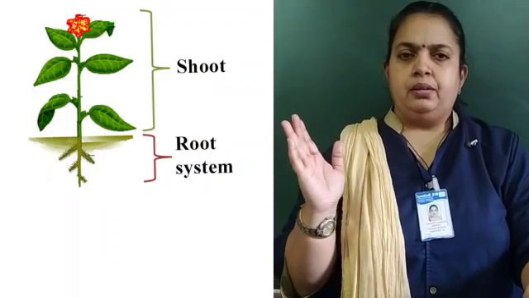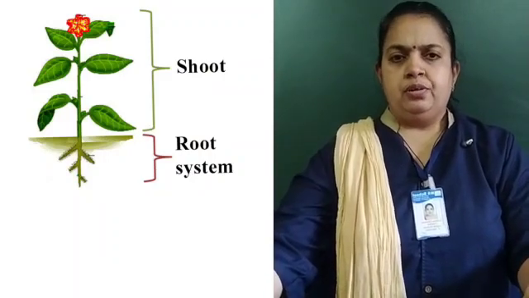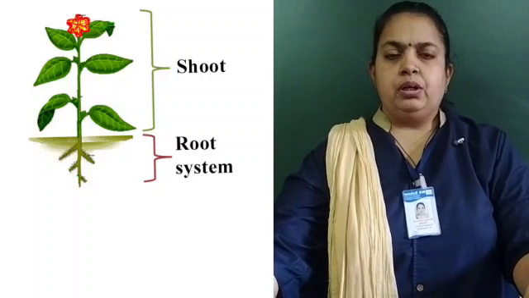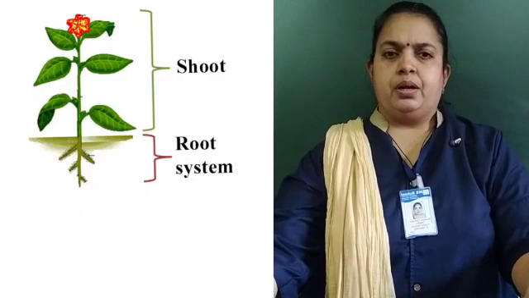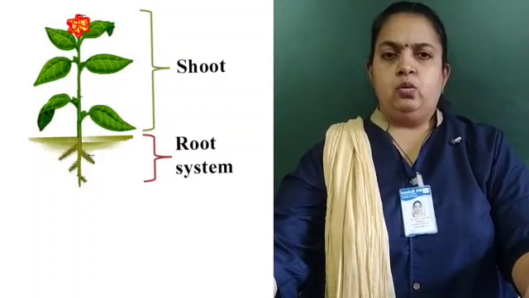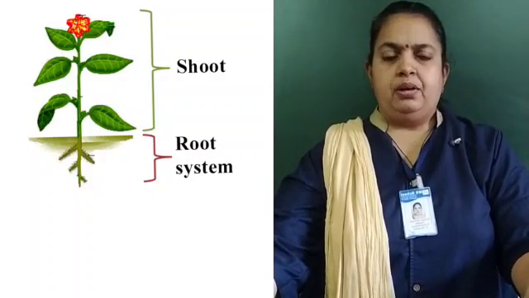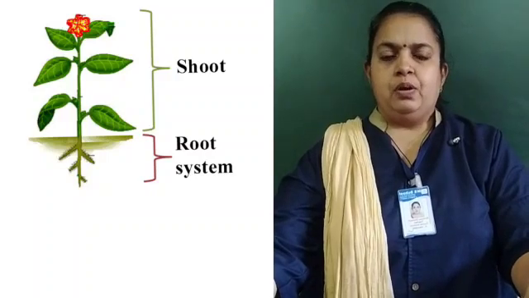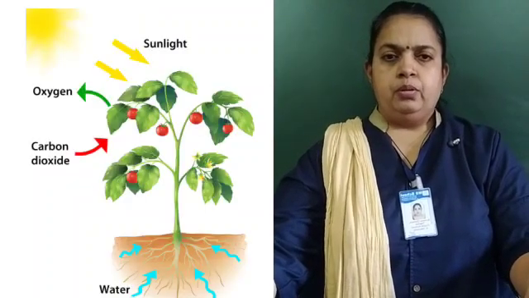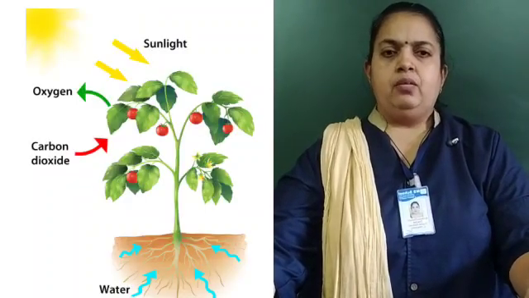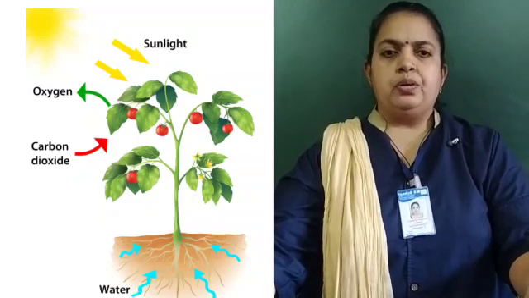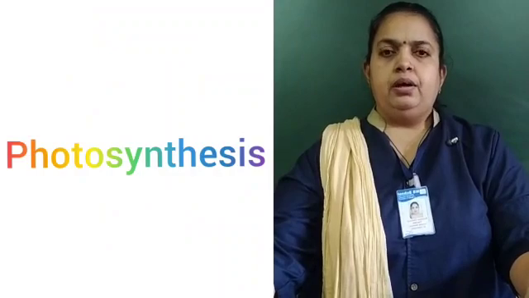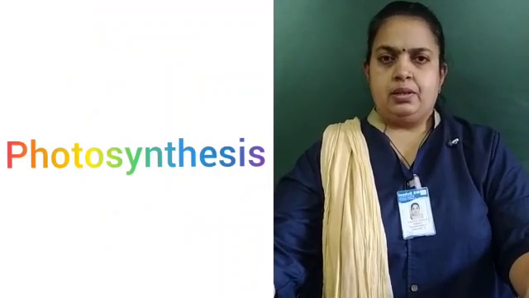As you can see in the pic, it is called the shoot system, which is above the ground, and it is directed to the sunlight. It absorbs sunlight and air, and the root absorbs the water and nutrients from the soil. By this process they make their food with the help of air, water and sunlight. This process is called photosynthesis. I repeat, it is called photosynthesis.